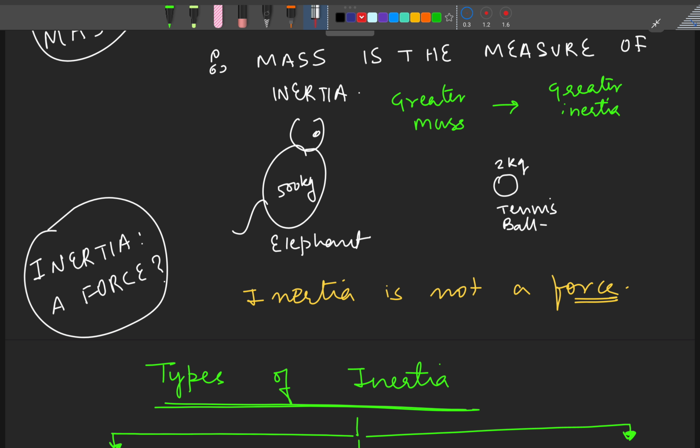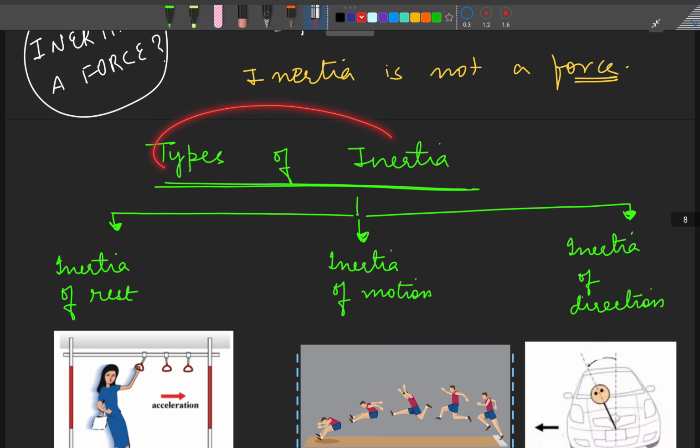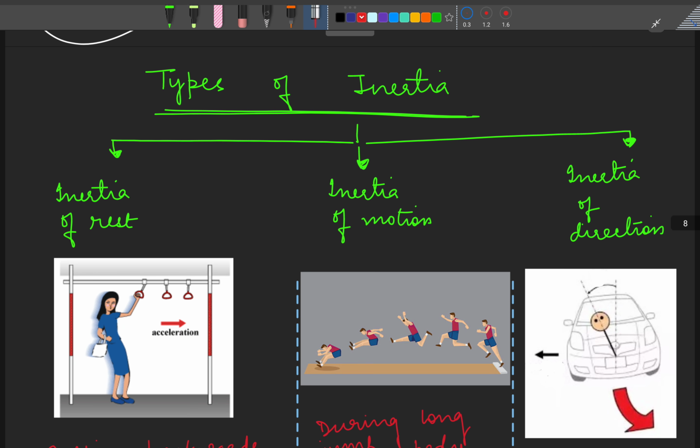So right now if it is at rest, the book will continue to be at rest unless you apply an external force and move it, right? So that is inertia of rest, correct? Now coming to the different types of inertia, there are three main types: inertia of rest, inertia of motion, and inertia of direction.